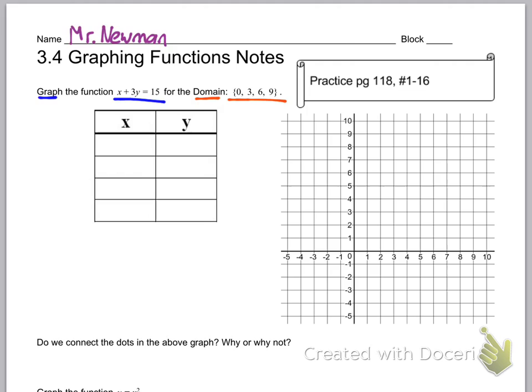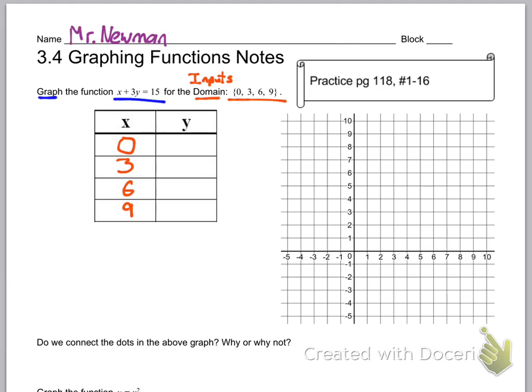Now, first thing you should notice is the domain is not all reals or not all numbers. It's just for certain numbers, and those are the possible inputs. So that's going to be our x, and I'm just going to write those four numbers in the column: 0, 3, 6, and 9, because that's all the domain is. Well, how can we find out what the y is?